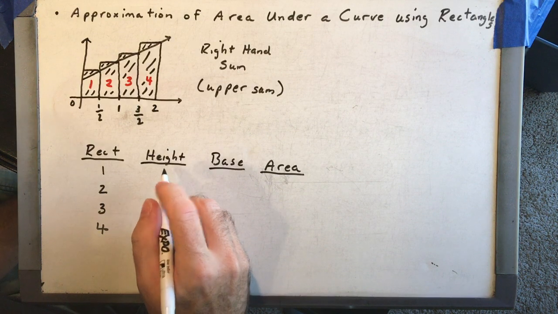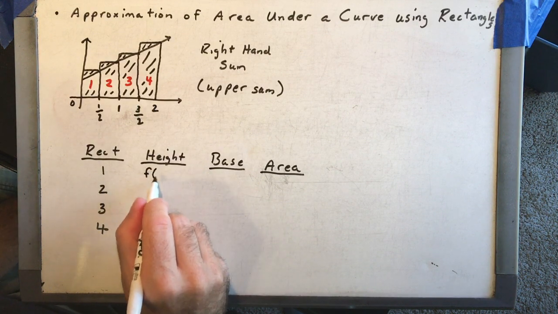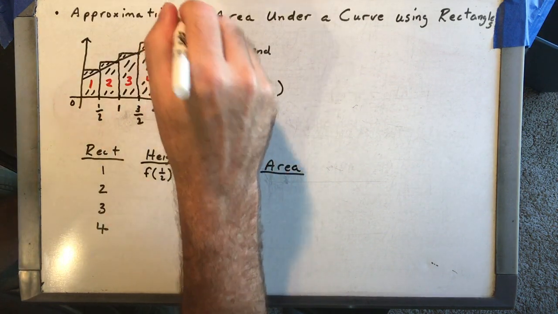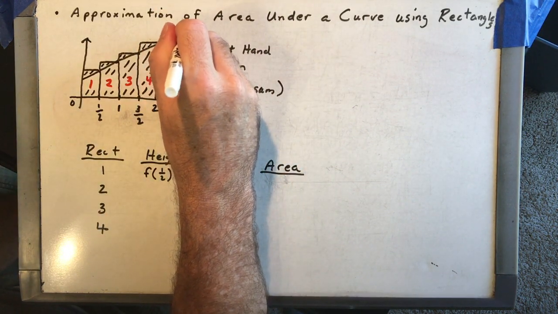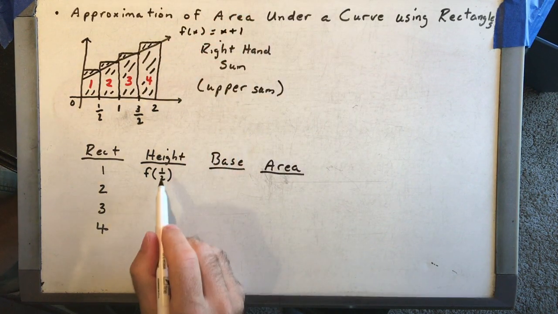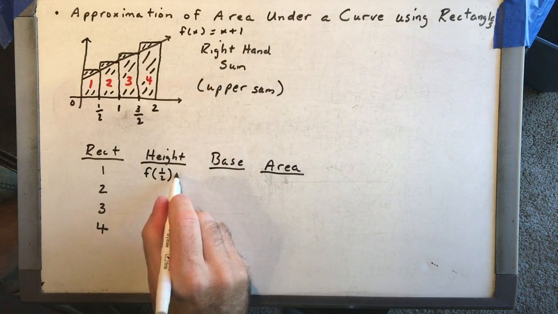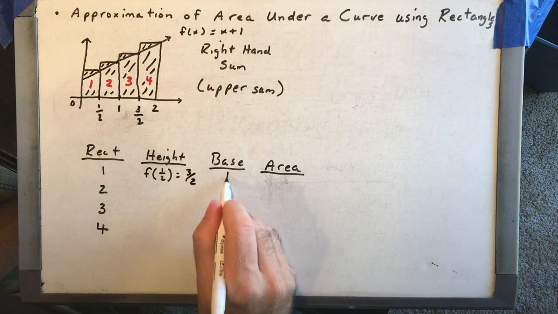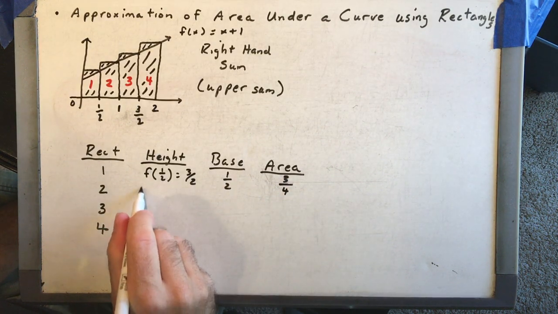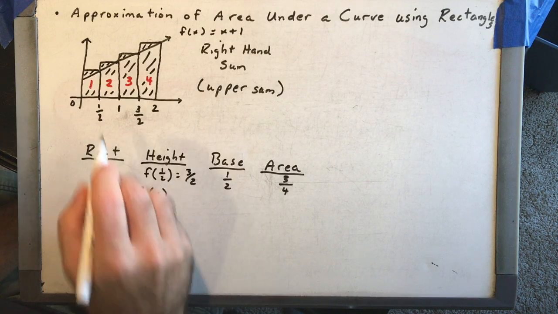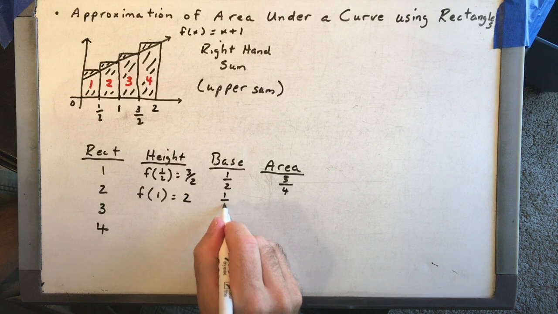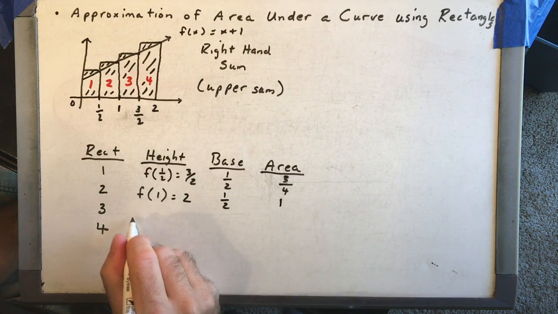Okay, the height. It's going to be f. Our first one is f of 1/2 because we are starting on the right side of the rectangle. And remember, our equation is f of x equals x plus 1. So 1/2 plus 1 is 3/2. The base is still a half. So that's going to be an area of 3/4. Then we do f of 1, the right side of the second rectangle. That's going to be 2. Base is a half. 1.